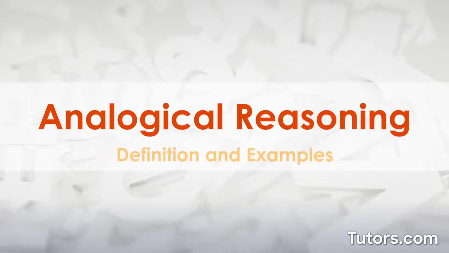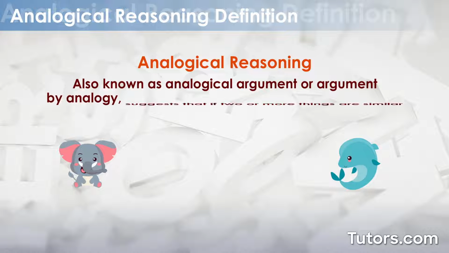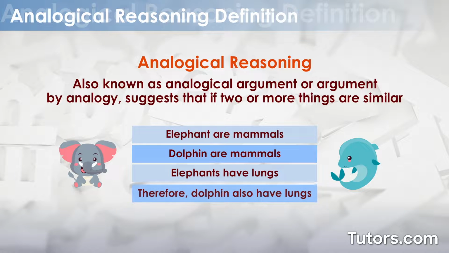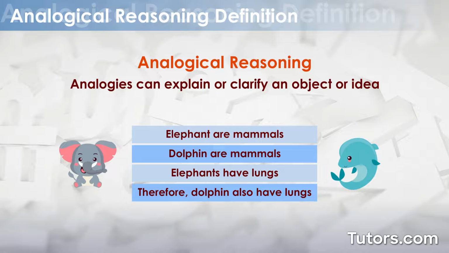Analogical reasoning definition. Analogical reasoning, also known as analogical argument or argument by analogy, suggests that if two or more things are similar in one way, they are probably similar in other ways. Analogies can explain or clarify an object or idea through comparison.